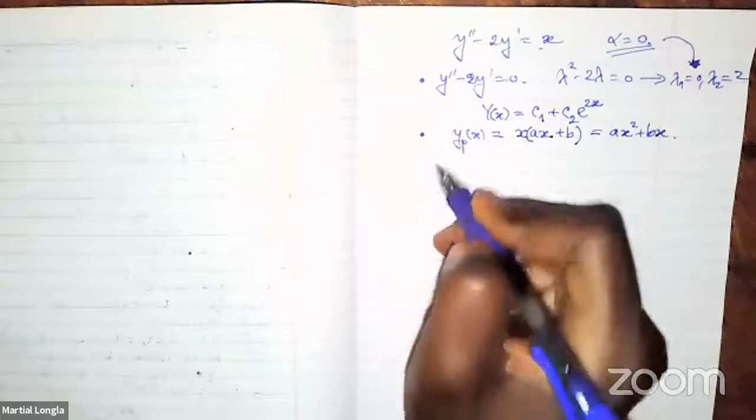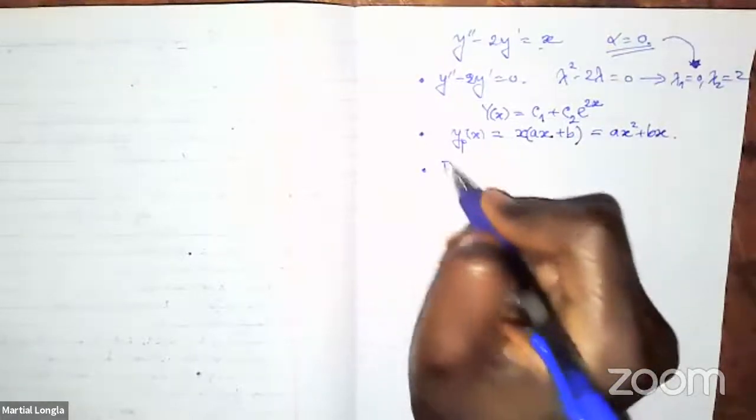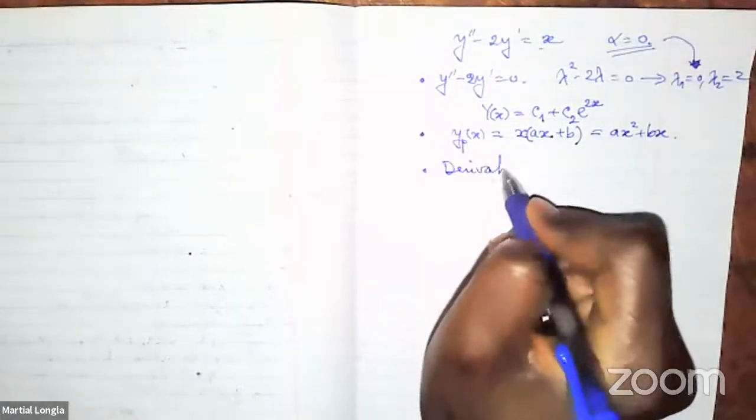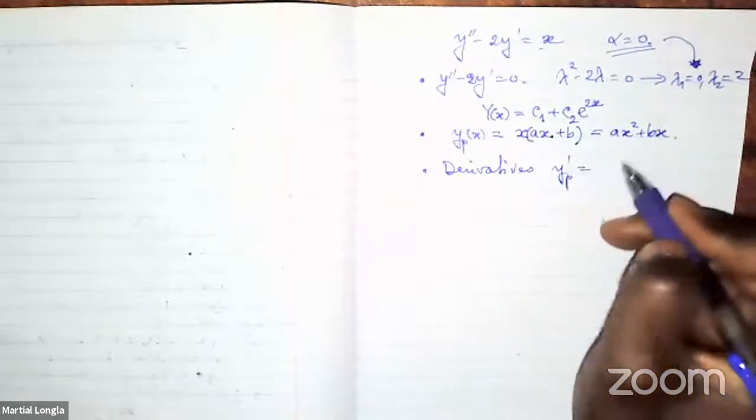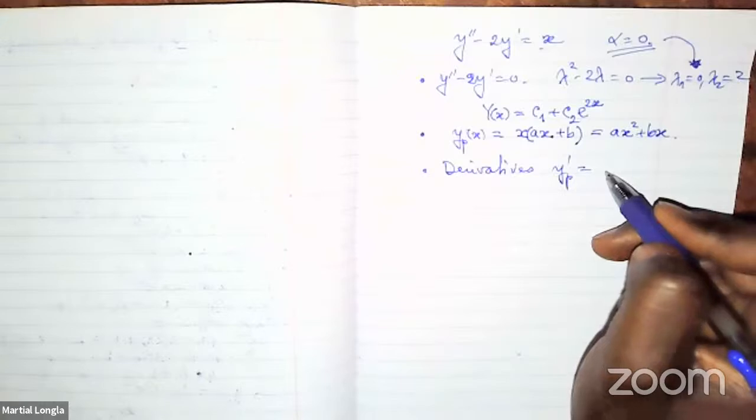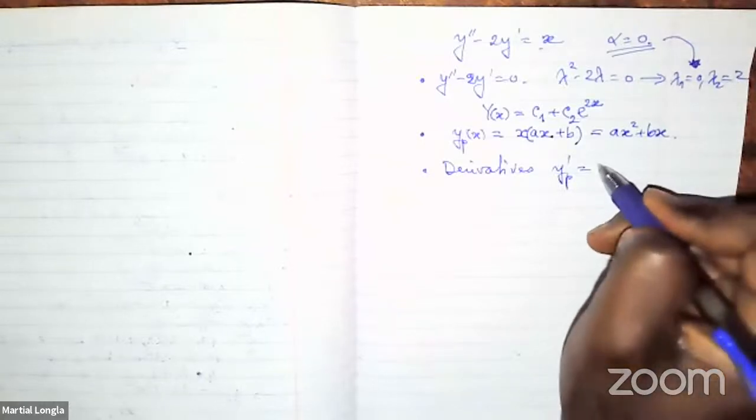Are we okay? Now, let me give you some minutes, then take the derivatives and then track the coefficients. Let me see what you get. So next step is derivatives. What's YP prime? It would be 2AX plus B.